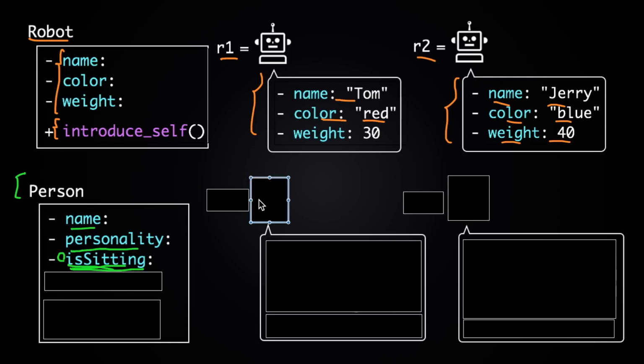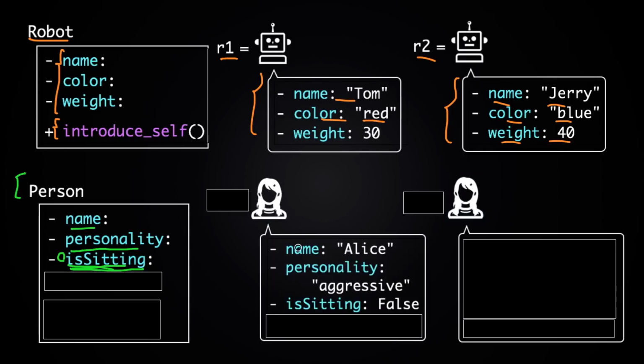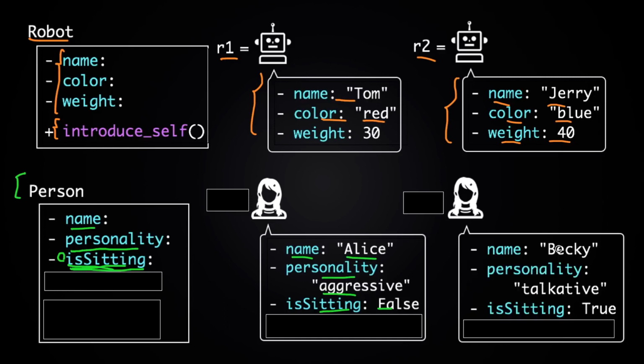And then out of this class, we're going to create these two objects. The first object will have the name Alice, personality aggressive, and is sitting will be false. And the second object will be Becky for the name, and her personality will be talkative, and is sitting will be true. So this person will be sitting.